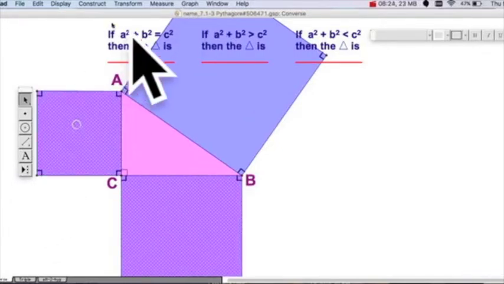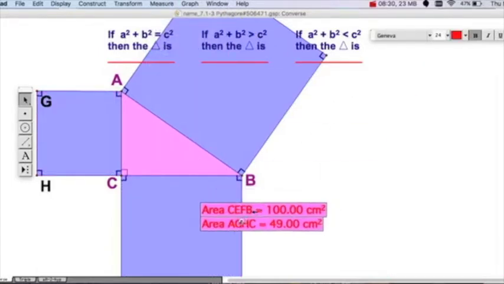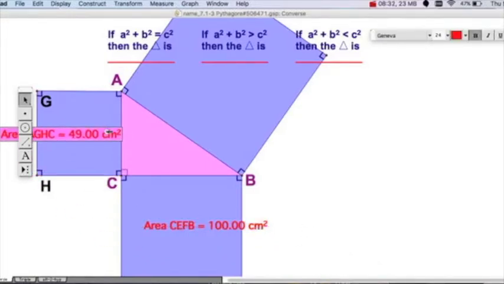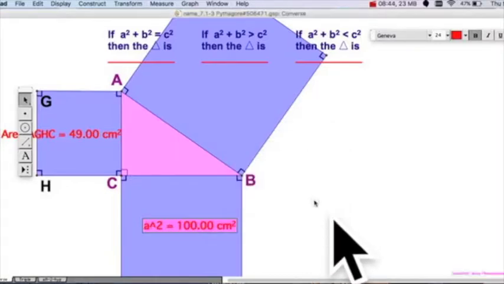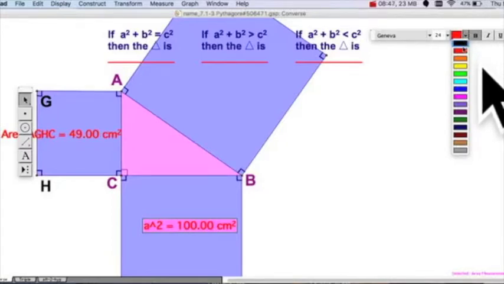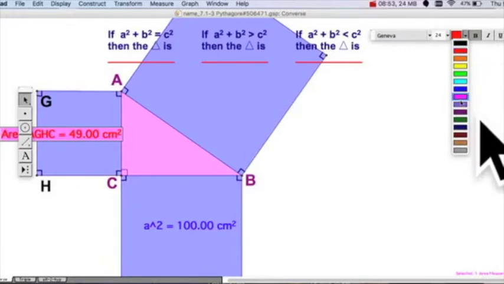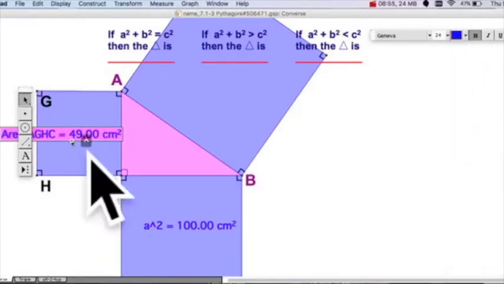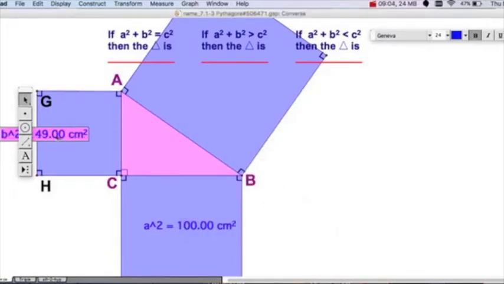So I'm going to measure these 2. Measure areas. And this one I'm going to say is a squared. Oh yeah, the control. And I'm going to call that one a squared, or a caret 2 in this antiquated version. And you can see where we're going here. And let's look at b squared. I think I made these fixed, so you can't really do much with them. But you're going to have yet another epiphany. B caret 2, that's b squared. Okay, we got a squared and b squared.